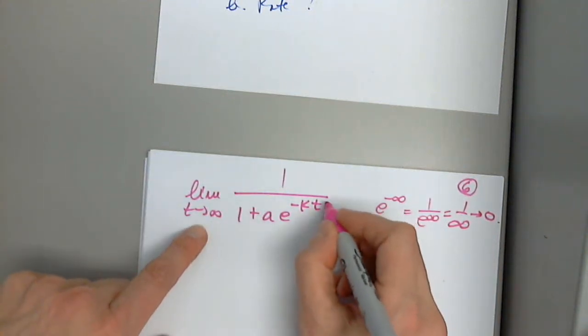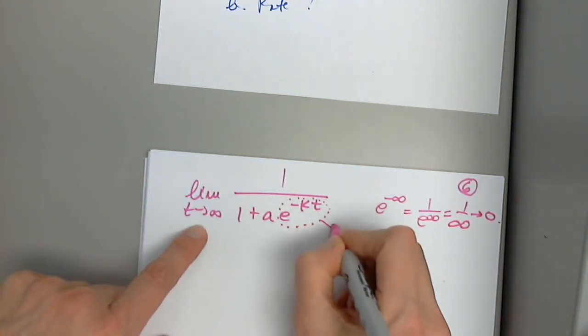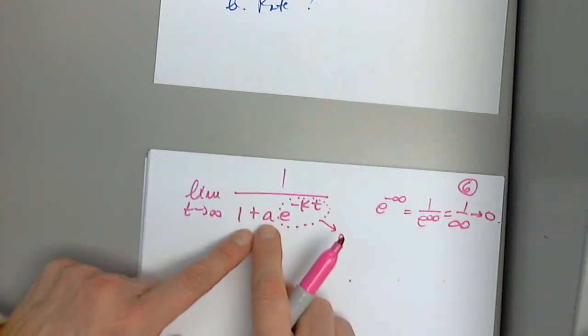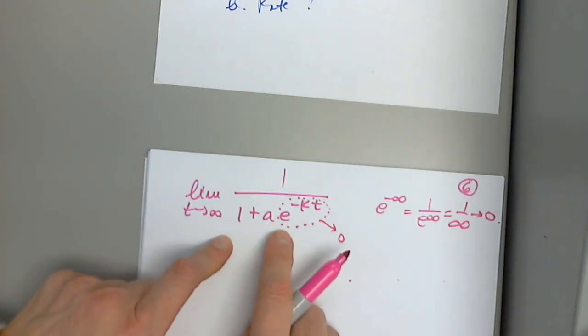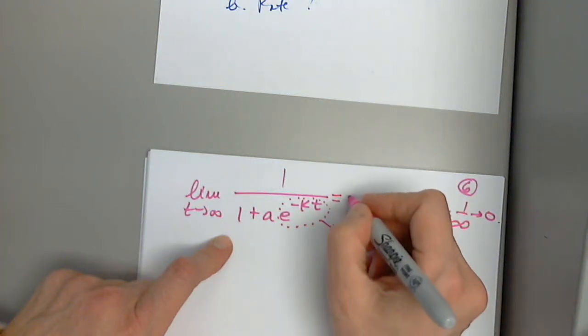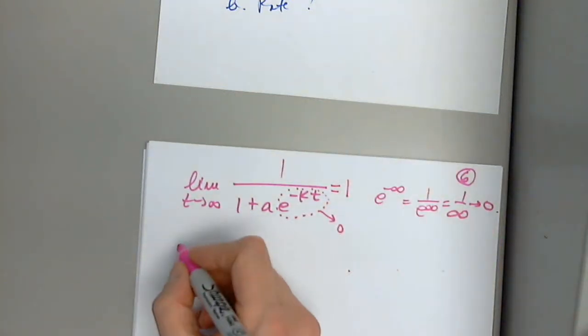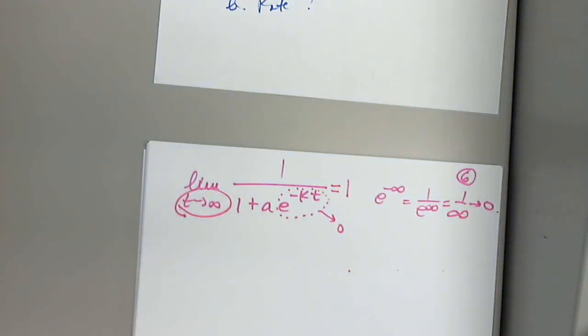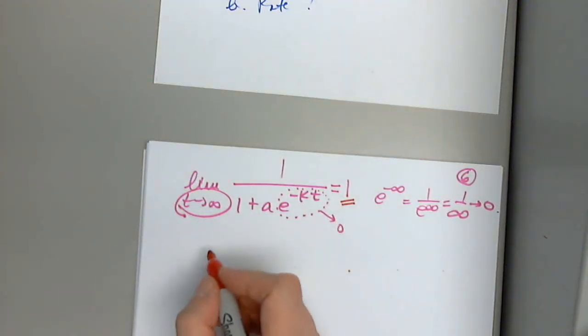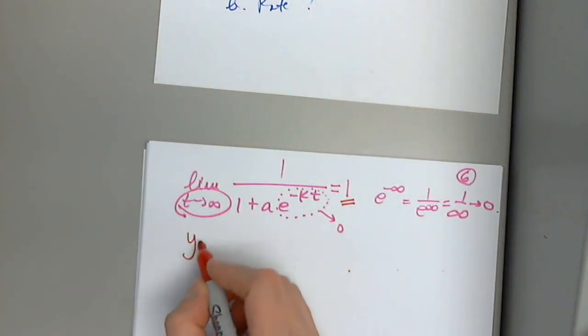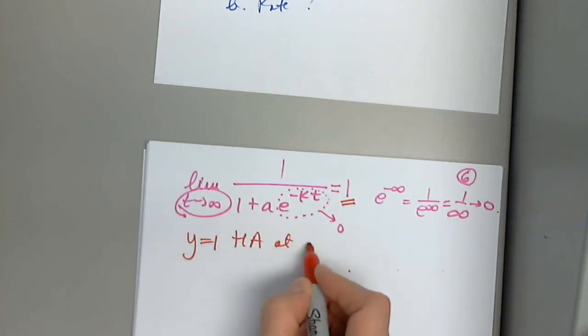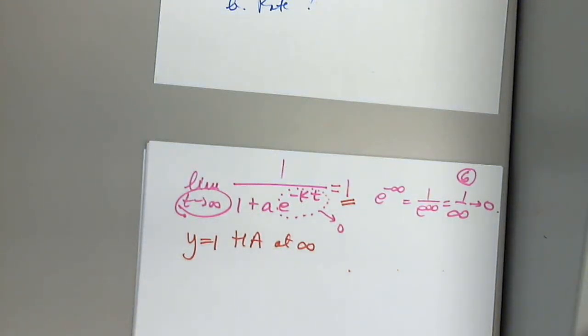So when t approaches infinity, what can you say about all this piece? Where does it go? How much is 0 times a? How much is 1 plus 0? And how much is 1 over 1? So because of this and this, what will I write? Y equals 1, horizontal asymptote at infinity. I cannot even look at negative infinity. Time is not negative. Okay, so we found where this function is going.